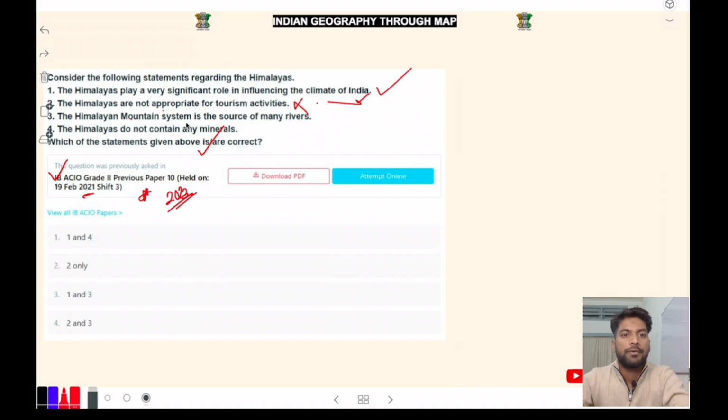The Himalayan mountain system is the source of many rivers. Yes: Ganga, Brahmaputra, Indus. The Himalayas do not contain any minerals. No, it's also rich in minerals. If we mine in some places, we will get minerals. So 1 and 3 are correct. This one is correct.